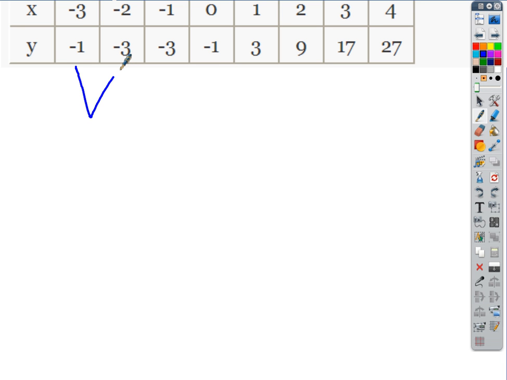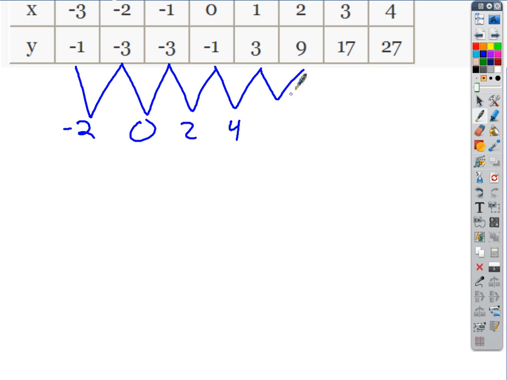Negative, yeah, because how much is x changing from -1 to -3? Well, it's changing by -2. It's going down by 2, isn't it? The way we find those, -3 minus -1 is -2, right? 0, 2, 4, 6, 8.